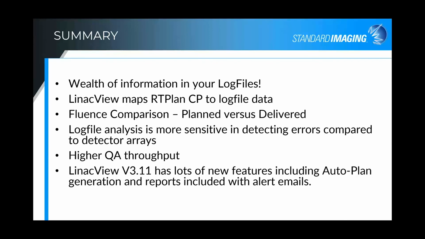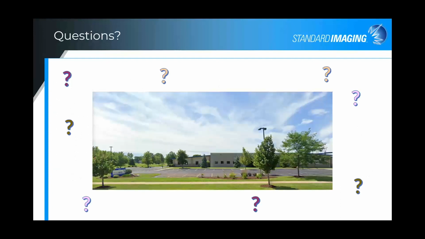So in short, there is a wealth of information in your log files. LinacView maps the RT plan control points to the log file data. There's a fluence comparison, there's planned versus delivered. The log file analysis is more sensitive in detecting errors compared to detector arrays. There's higher QA throughput, and LinacView version 3.11 has lots of new features, including auto plan generation and reports included in the email alerts. So if you have any questions, go ahead and type them into the dashboard.